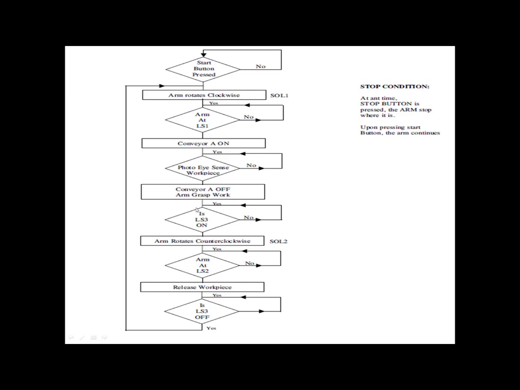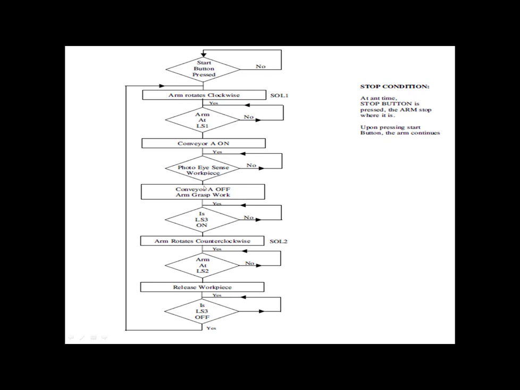If you see the flow chart again, when you press the start button, the arm will rotate in the clockwise direction, and to do that there is solenoid valve 1, until the arm is at LS1, which means the arm has reached the conveyor A position. At that time conveyor A is on. If it is on, yes, then we will wait for the photo eye sensor to see if something is right under the robotic arm.